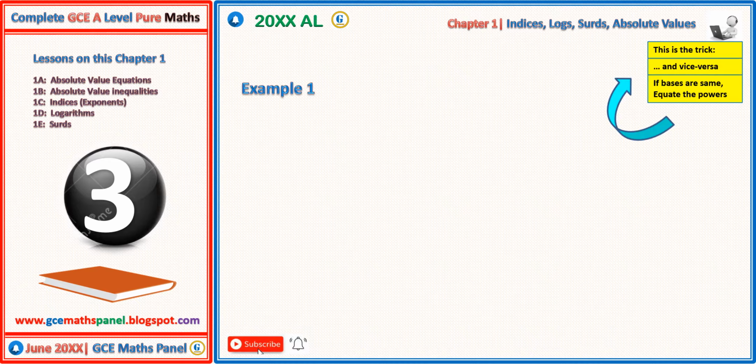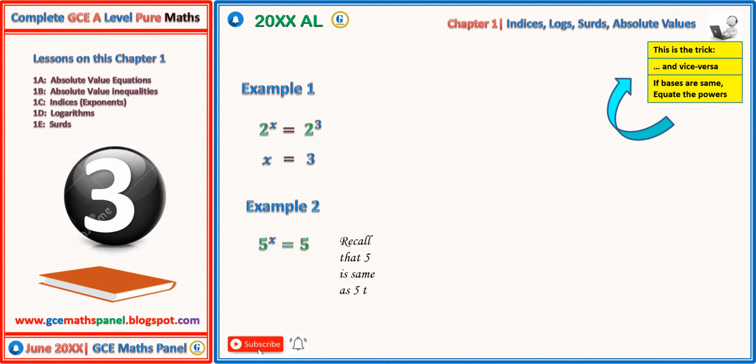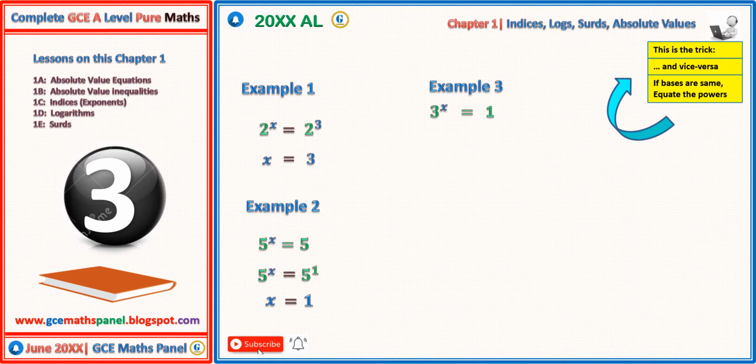Let's take some examples. Example 1, 2 to the power x equals 2 to the power 3. In this case, the bases are the same, and therefore the powers must also be the same. Example 2, here the bases are the same, and we know that 5 is the same as 5 to the power 1. So this gives us the value of x to be equal to 1. Example number 3. We equally know that 1 can be written as 3 to the power 0. That is to make the bases the same. And this will give us the value of x to be equal to 0.